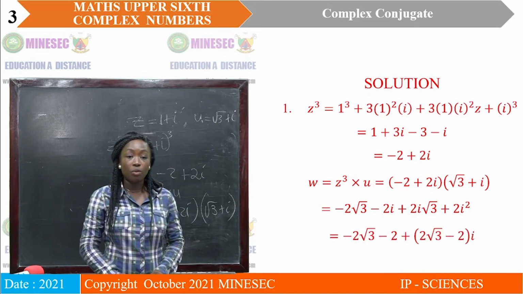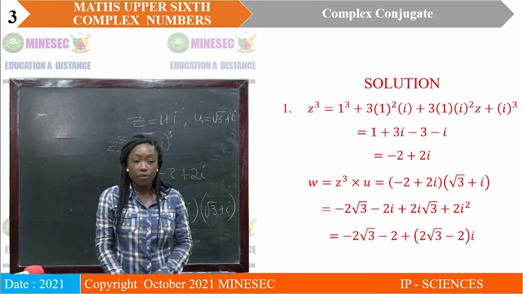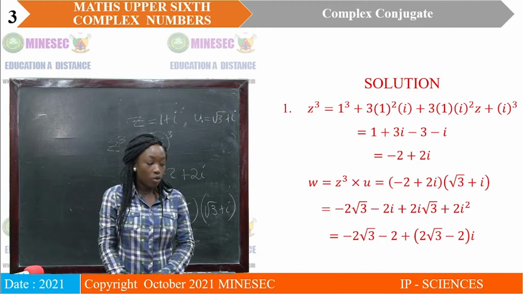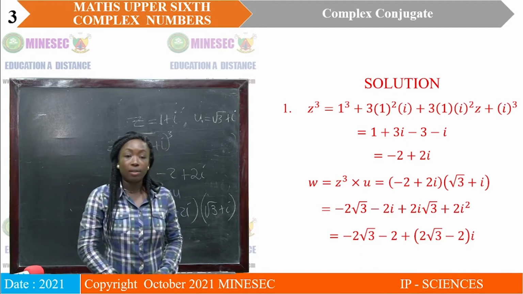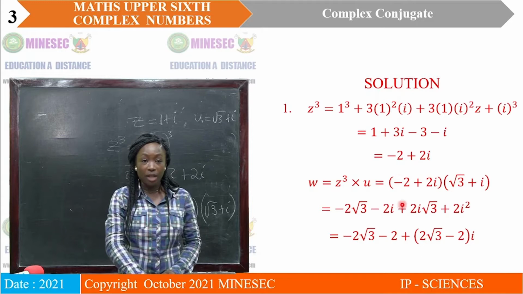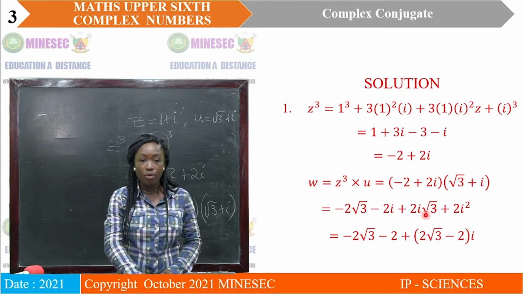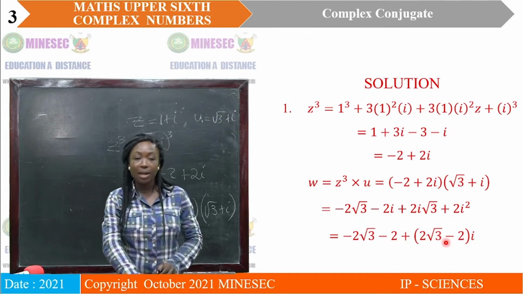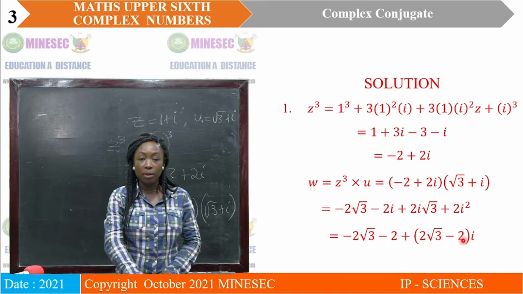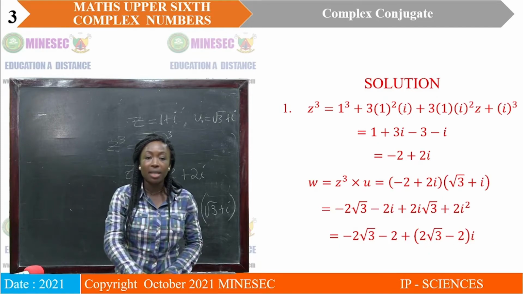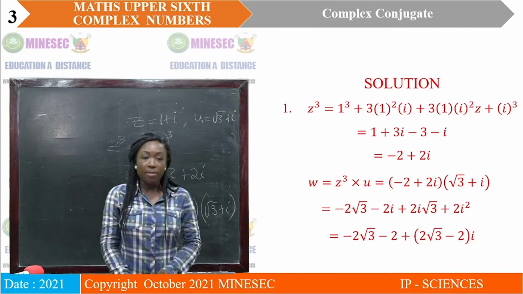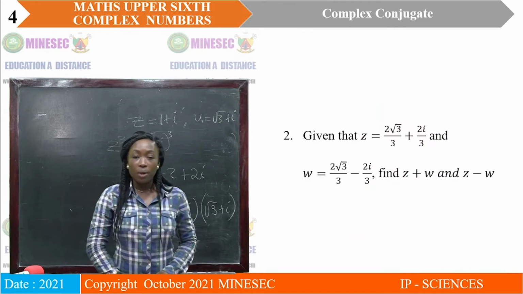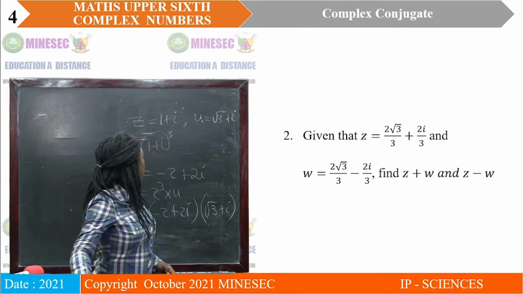And that will give us the result negative 2 root 3 minus 2, plus, we collect like terms, where you have negative 2i and 2i root 3. So you have 2i root 3 minus 2i. Factorizing the i, we're going to have 2 root 3 minus 2, all that in brackets, i. And that is the simplification of that multiplication.